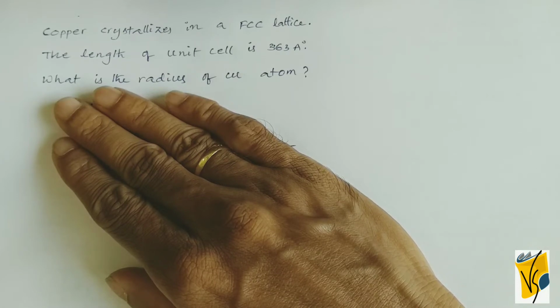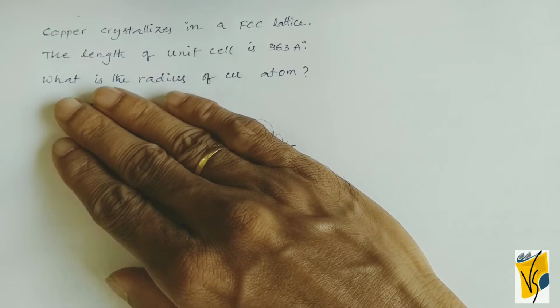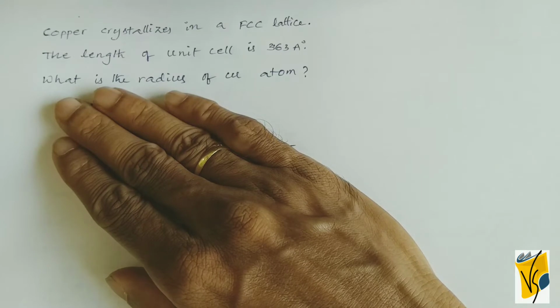In face-centered cubic, the atoms are present in the corners and on the faces. The atoms in the corners will not be touching each other, whereas the atoms in the corner will be touching the atom that is present on the face. So along the face diagonal, there are 4 radii. So 4r is equal to root 2a. That is the formula you have to remember.